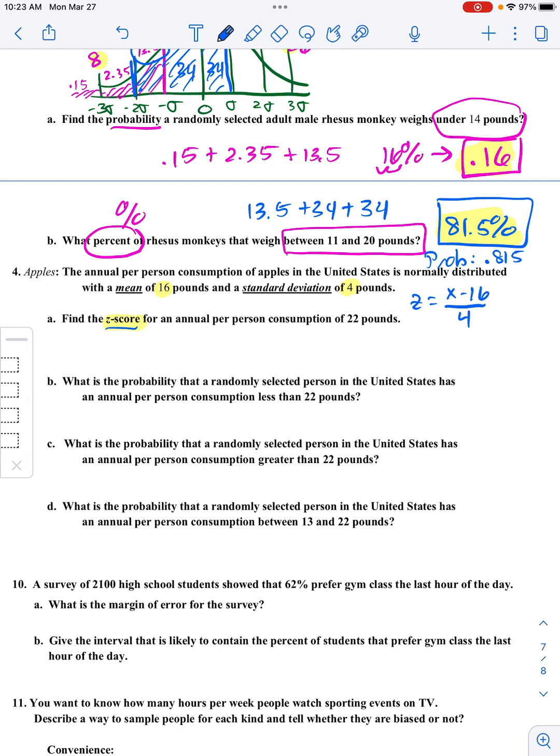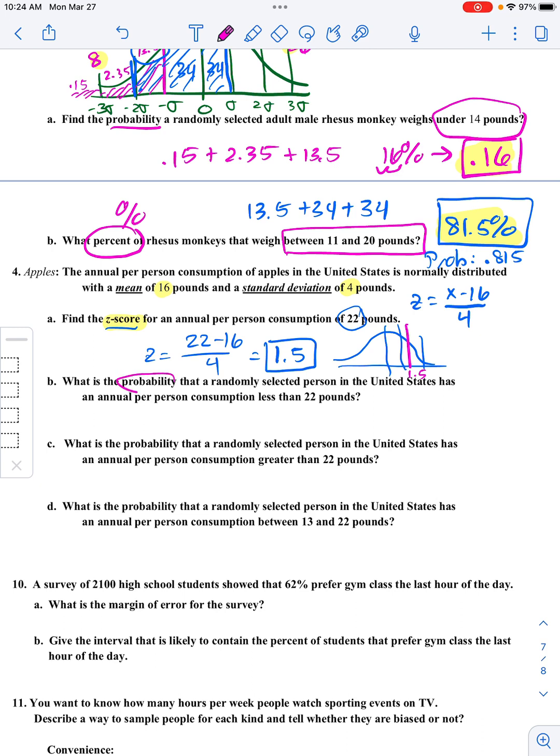So here it just says to find the z-score for 22. So 22 minus 16 over 4. And I need to get a number between 0 and 3. So 22 minus 16 and then divided by 4 is going to give me 1.5. That is the z-score. That's all it's asking for. I'm done. Keeping in mind that when I go to do this on here, 1.5 is halfway between my 1 and 2 line. And so I'm talking about right about here, 1.5.